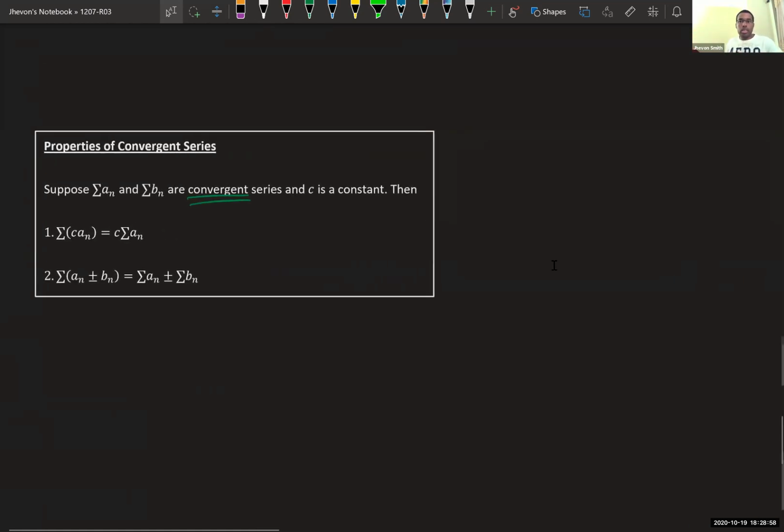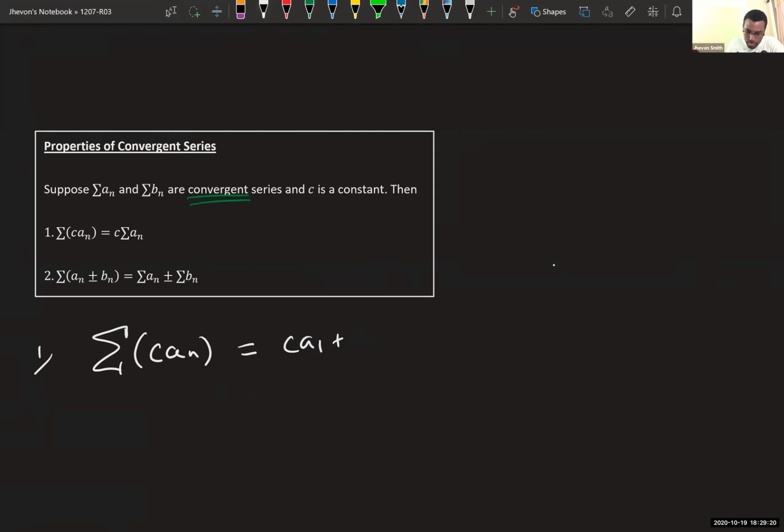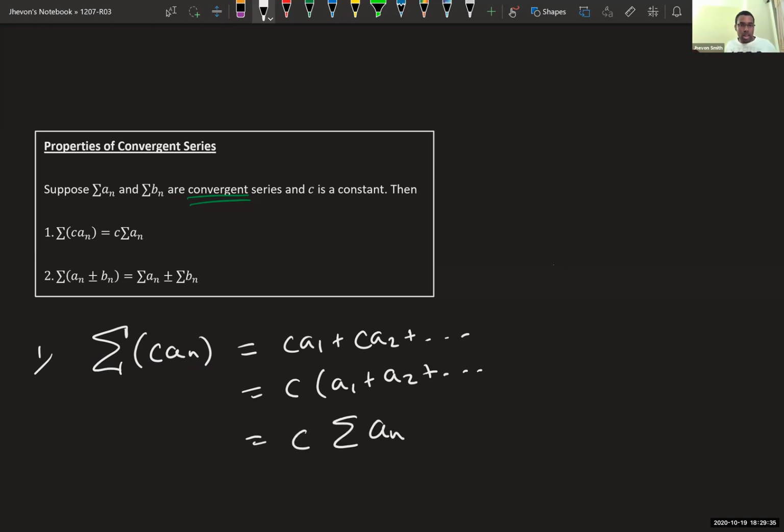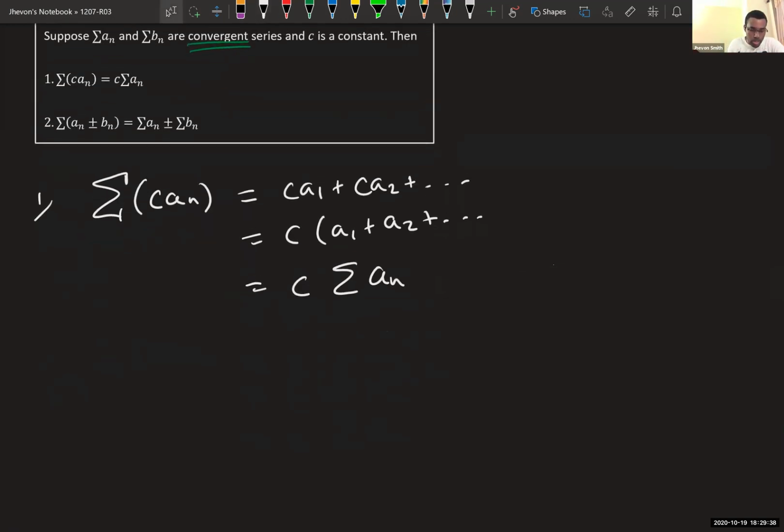Here's one thing that we can do with series that can work essentially all the time once the series is convergent. It doesn't matter if it's absolutely or conditionally. You can factor constants out of the series. And this is something that we sort of knew before. So if I'm adding up a bunch of terms like this, what it means is I'm taking Ca1 plus Ca2 plus and so on. But that means I can factor out a C. And so that's just C times the series, right? So we can factor constants out. That actually makes sense with our interpretation.